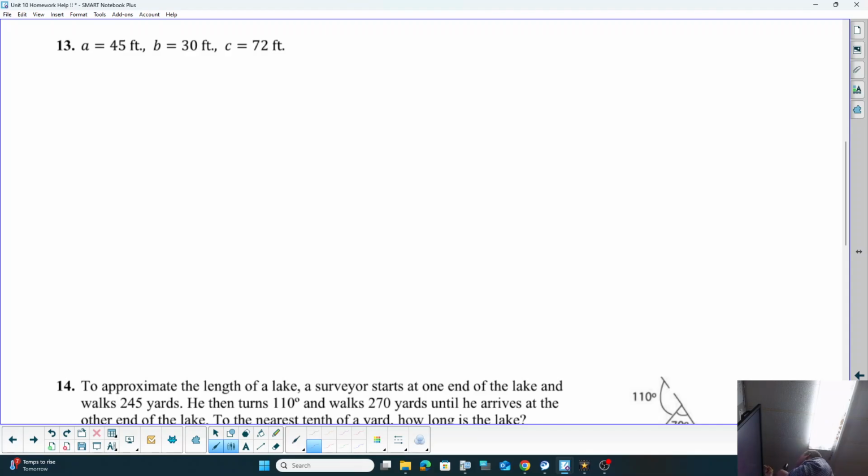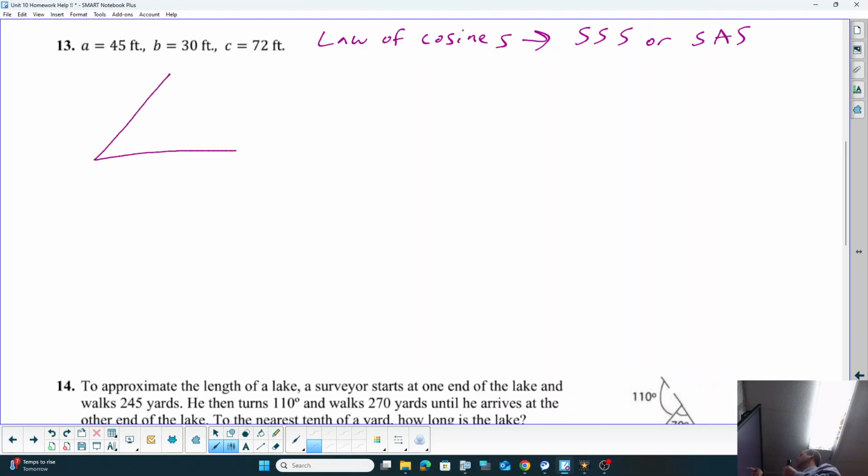Why is it law of cosines? Because the law of cosines is when you have no other option. Usually use the law of sines. But law of cosines is if you have side, side, side, or side, angle, side. Right? And so this is just all the sides. This is all the sides. Let's see here. So we have our triangle here. It doesn't matter how you order it, just be consistent.